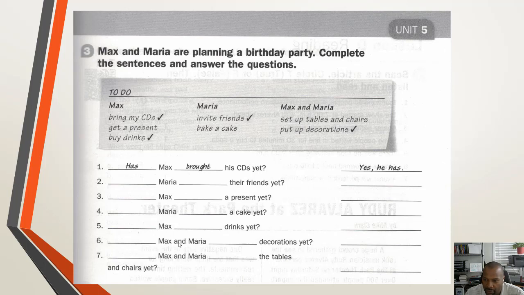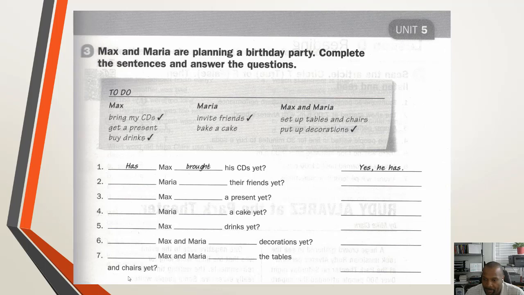Okay, so now we're moving into the to-do list for both Max and Maria. Now I have to change this. Now I have to ask, have Max and Maria blank decorations yet? They are supposed to put up decorations, and it's checked, so they've done it. So I would write, have Max and Maria put up decorations yet? And the answer is yes, they have.